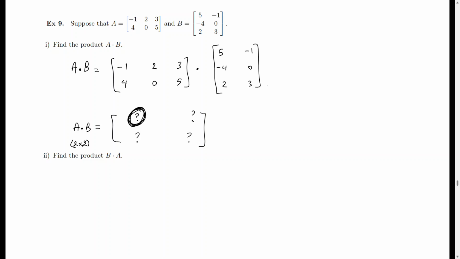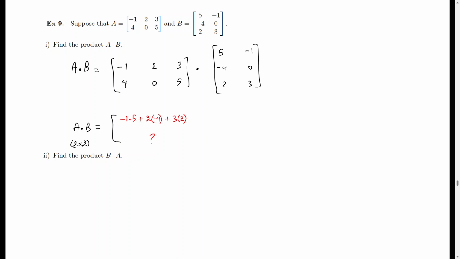Because it's in the first row and first column, we take the first row on the first matrix and the first column on the first matrix, and we multiply the numbers. So with my little pencil, I'm going to just barely write negative 1, then 2, then 3, and multiply all those numbers. So negative 1 is going to get multiplied with 5. Then I'm going to multiply 2 with negative 4. Then I'm going to multiply 3 and 2. So that's what's going to go in my first entry. And I'm done, so I'm just going to erase everything at this point.